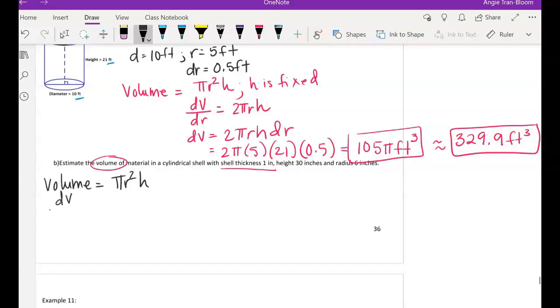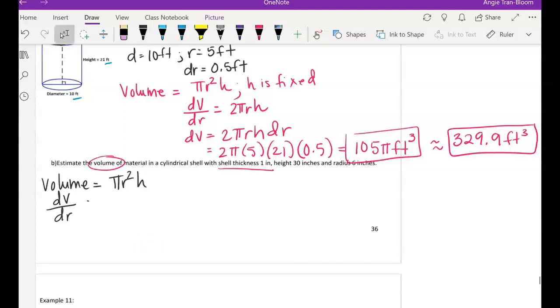So we want the derivative of volume with respect to radius. Remember, since the height is given to us, it's a fixed value, so we don't have to worry about the height. Similarly, the derivative is 2 pi r times h. Then because it says estimate the volume, we solve for dV. That's 2 pi times r times h times dr.